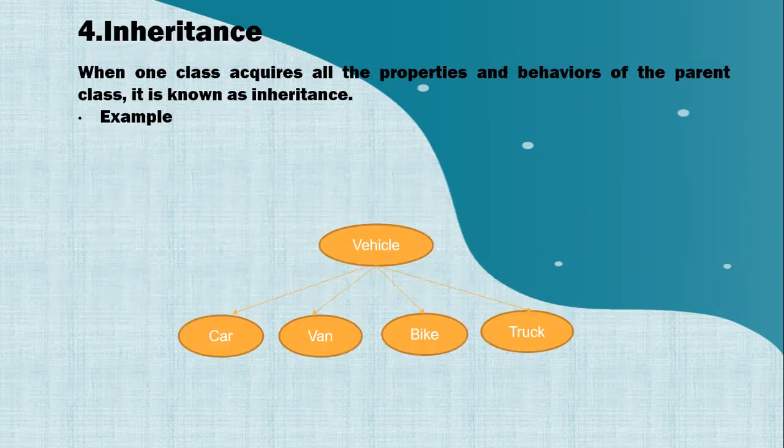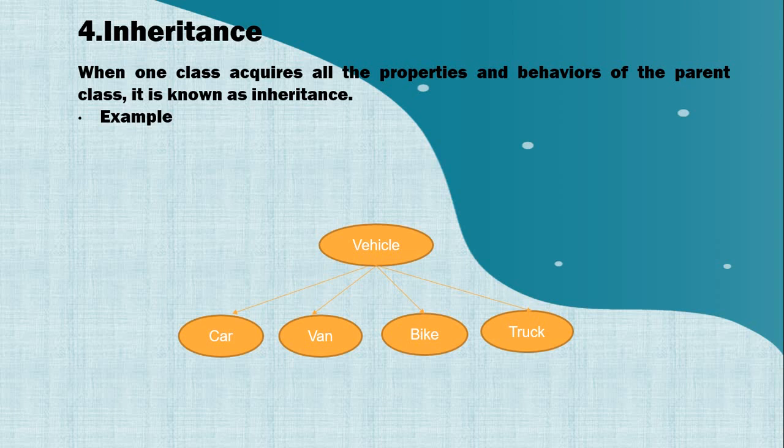Now the next concept is inheritance. What is inheritance? Inheritance is a process of defining a new class, called the derived class, from an existing class, called the base class. We can say that when one class acquires all the properties and behaviors of the parent class, it is known as inheritance. Here the derived class will inherit all the properties and behavior of the base class. Just an example, if we consider a vehicle.